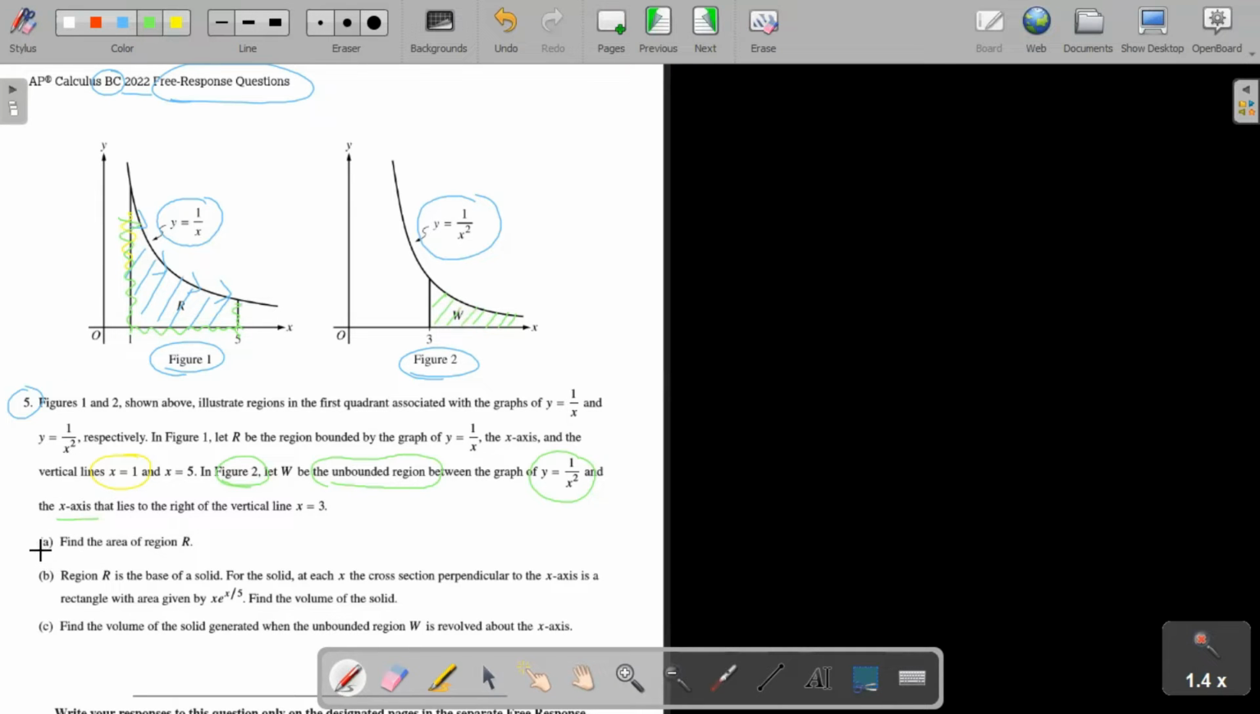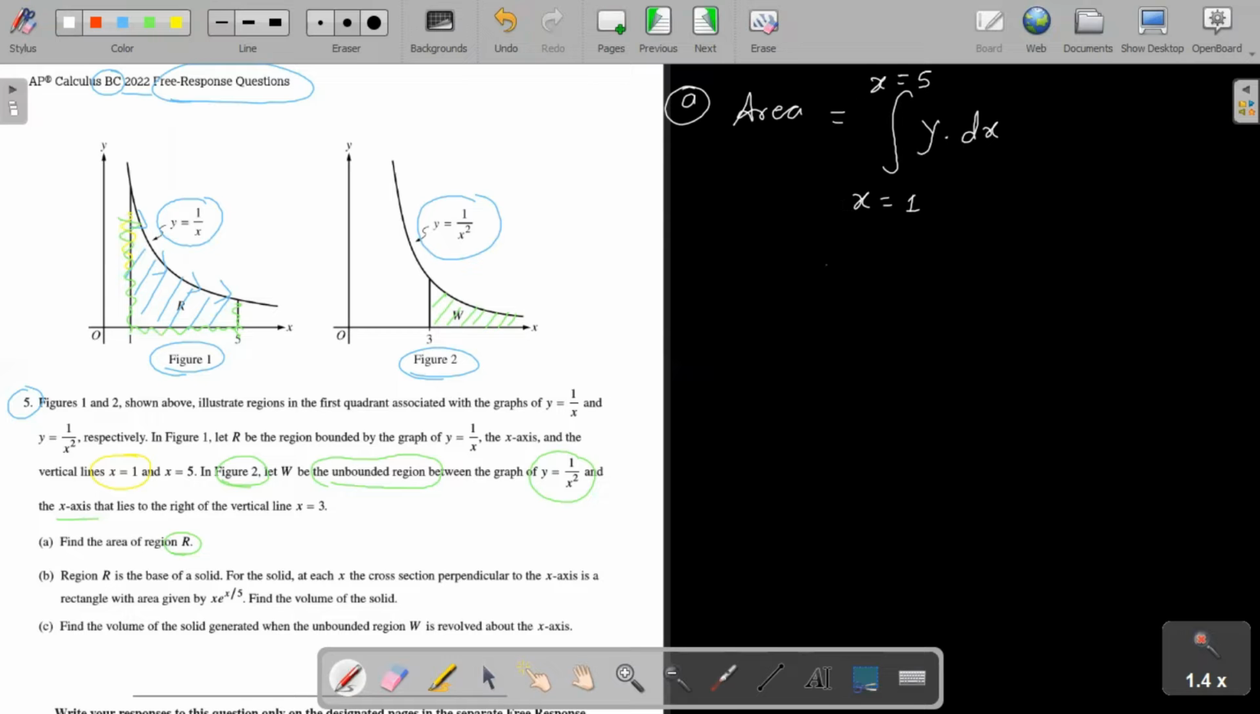Okay. So the first question is find the area of region R. As we know, we can find area with the help of integration. We have to find the area of this region R, which is bounded between x is equal to 1 and x is equal to 5. We take x from 1 to 5 and integrate y dx.